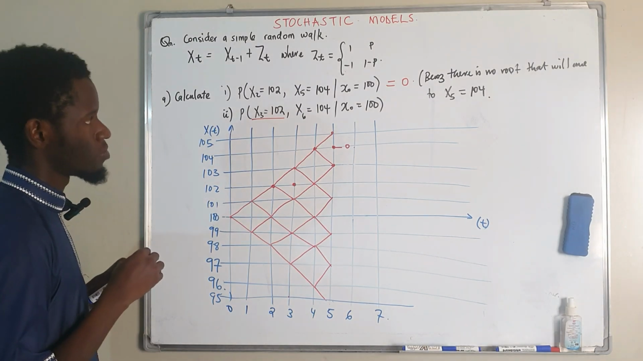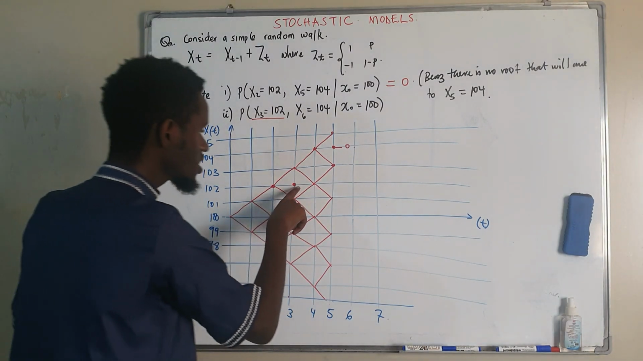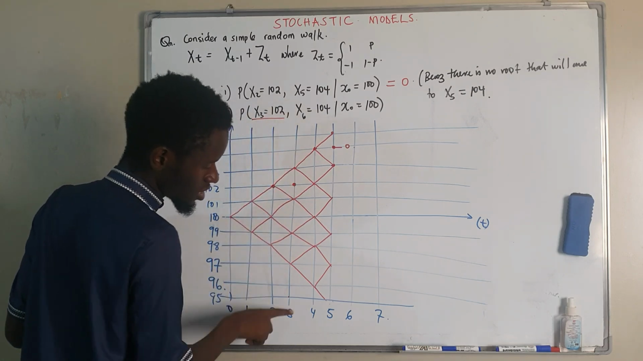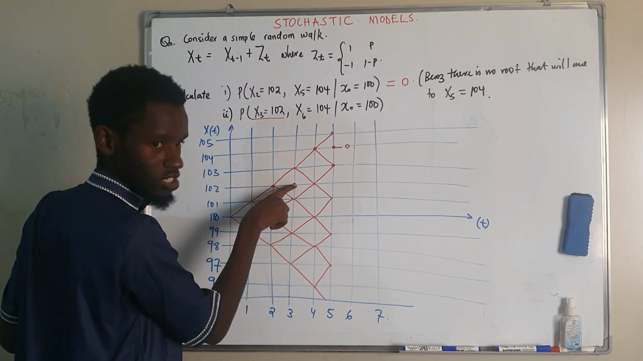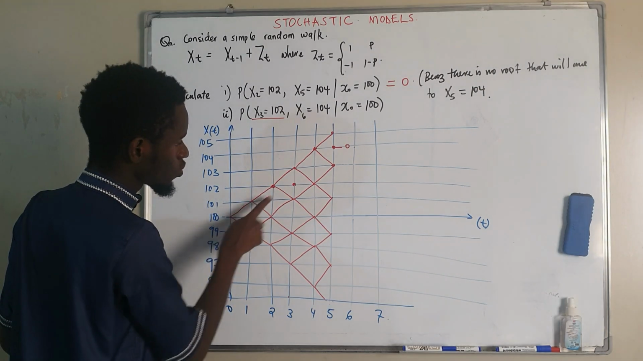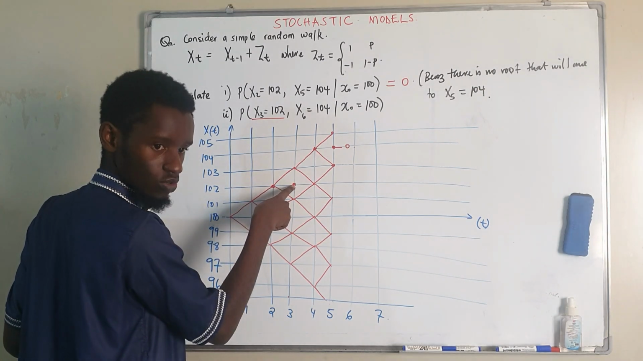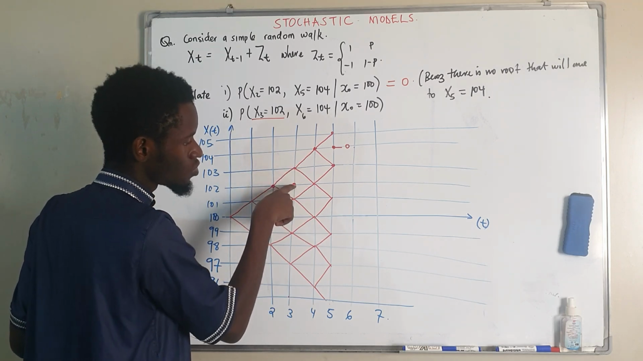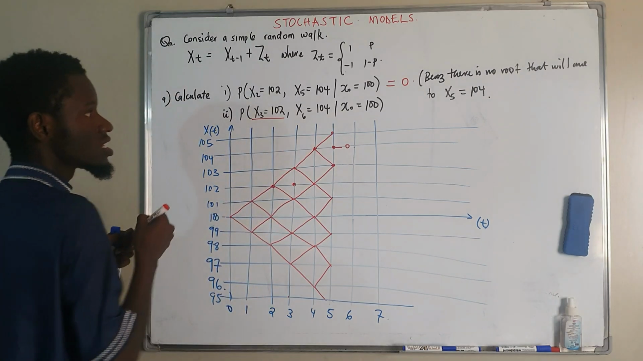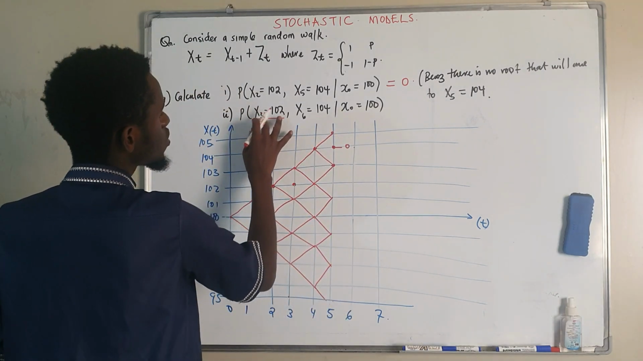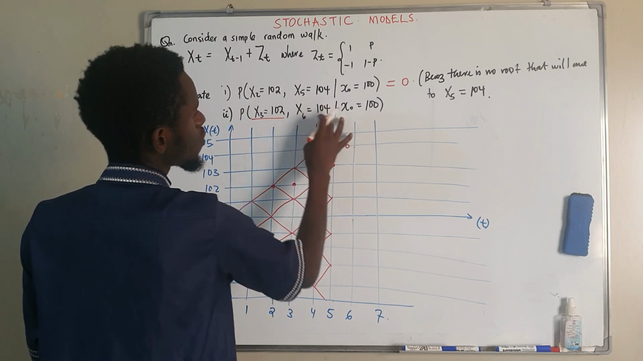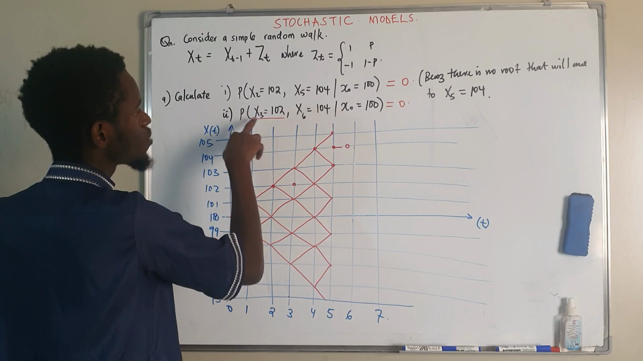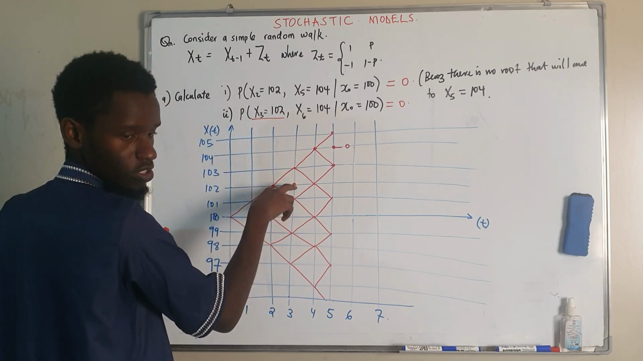Am I clear on what I'm saying? I'm saying that since this x3 has to be 102, and 102 is at this point here, because this is my 3, then this is 102, which is at this point here. And there is no possible route for me to take to reach this point 102. Therefore, the probability of me reaching here is going to be 0 because I have no route that will lead me to this point here. Therefore, I will also conclude that the probability of x3 equals 102, given x6 equals 104, is equal to 0, for the same reason that there is no route that will lead me to x3 equal to 102 at this point here.